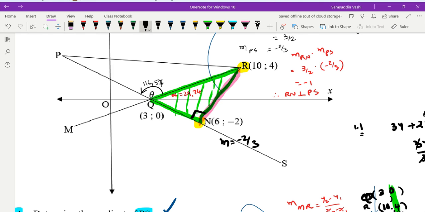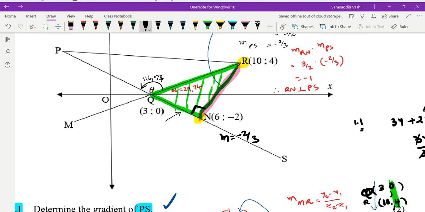Distance QN, this distance. You calculated how much? So distance formula, square root of y2 minus y1 squared plus x2 minus x1 squared. So 0 minus minus 2 squared, that's y2 minus y1 squared, plus 3 minus 6 squared. What's the calculator answer? Root 13.